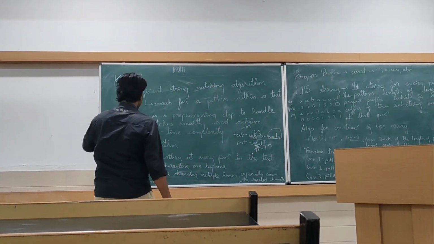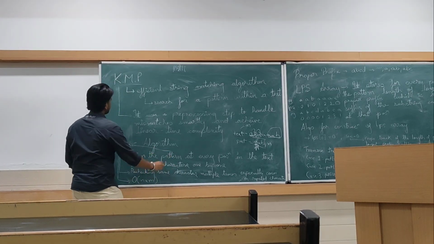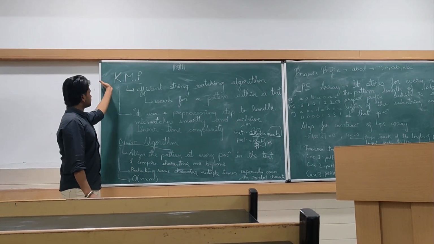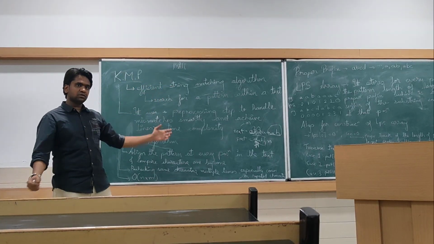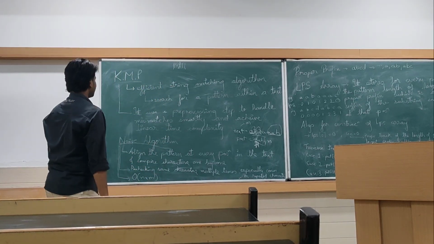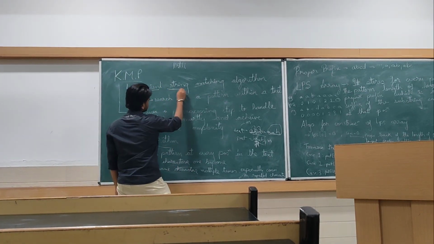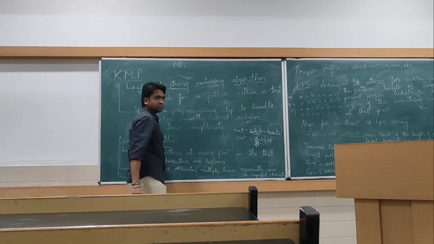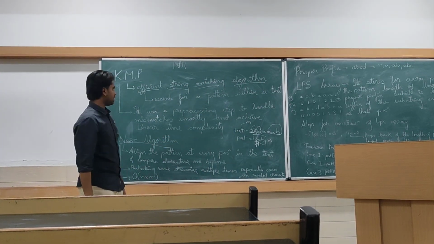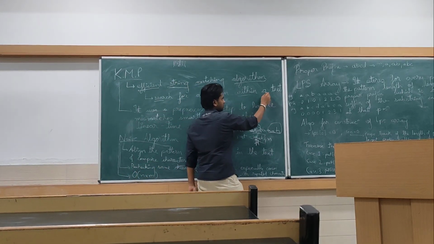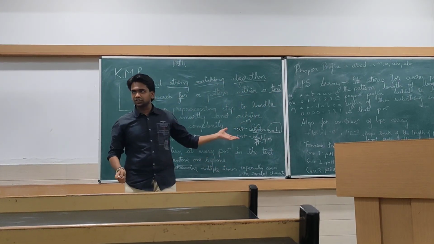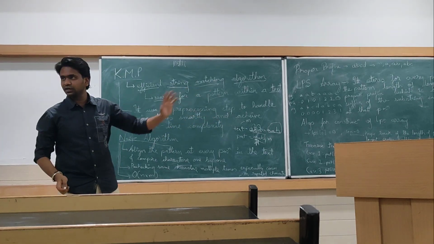So what is something special that KMP does? KMP is named after three scientists, Knuth, Morris and Pratt, who together invented this algorithm. So obviously it's an efficient string matching algorithm. It's a string matching algorithm which is efficient. You search for a pattern within a text. Obviously that's the problem definition itself.